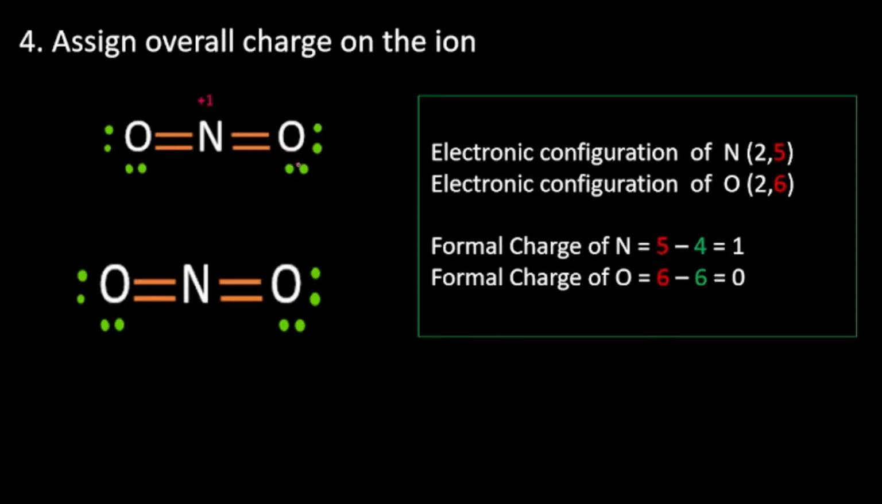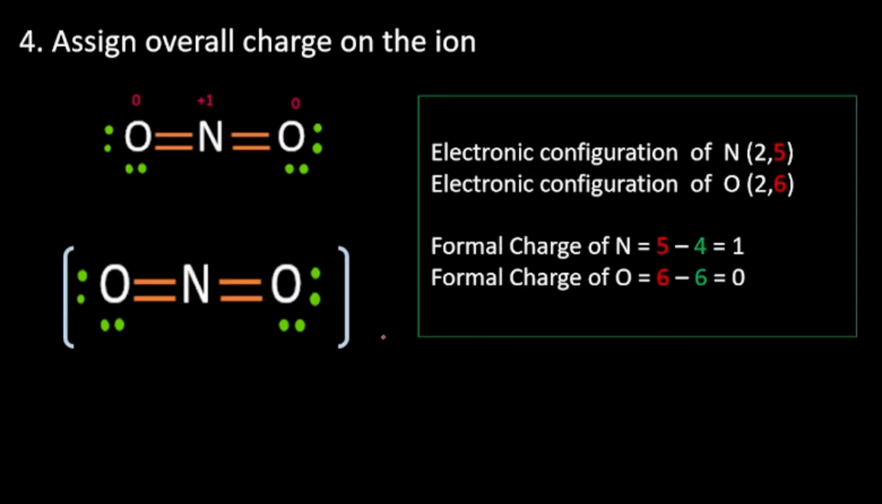And here the number of electrons assigned to oxygen is 1, 2, 3, 4, 5, 6. So its formal charge will be 6 minus 6, that is equal to 0, where this red 6 is the number of valence electrons and green 6 is the number of electrons assigned to oxygen in the Lewis structure.